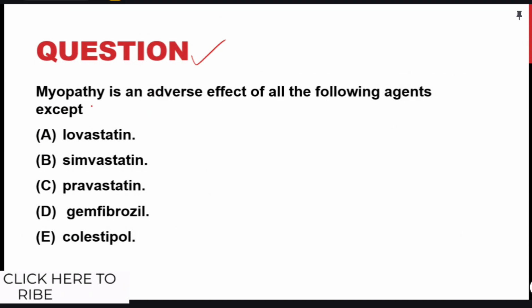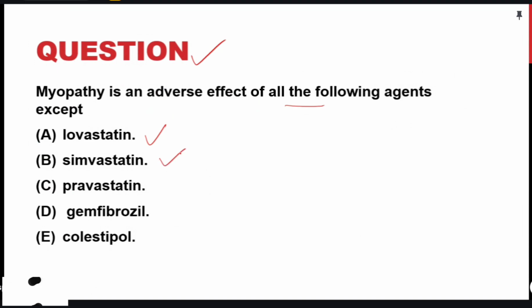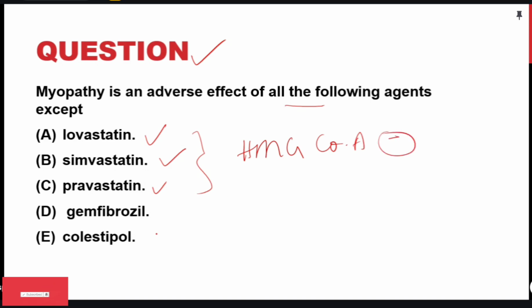So the question is, myopathy is an adverse effect of all the following except which drug? Here in the options they have given lovastatin, simvastatin, pravastatin. These three drugs are HMG-CoA inhibitors, and the fourth option is gemfibrozil. It is also a drug which is used in hypercholesteremia and cholesterol. All these drugs are used to decrease cholesterol in the body.